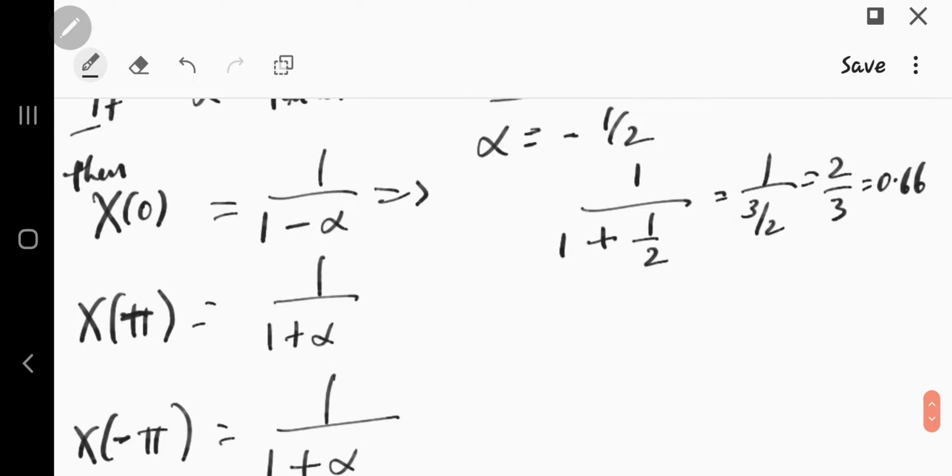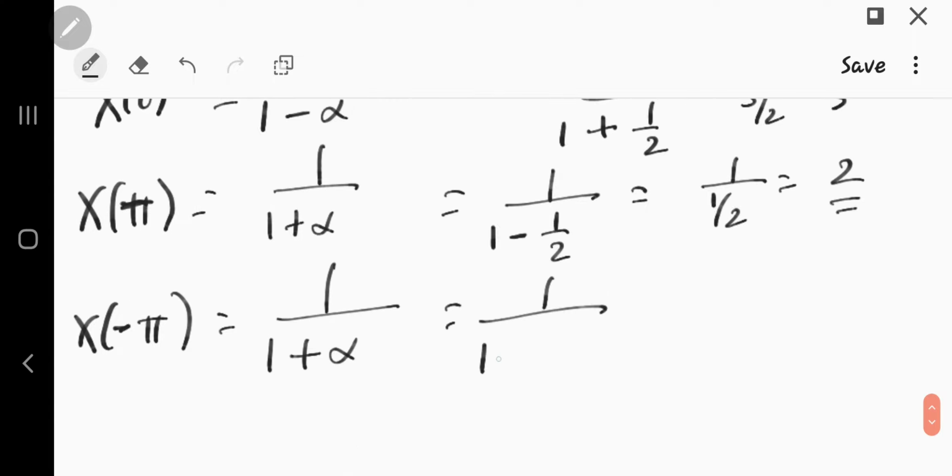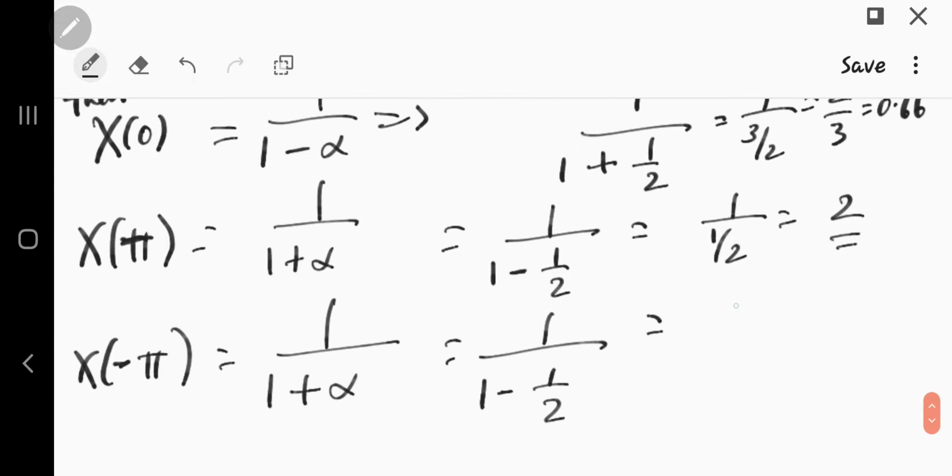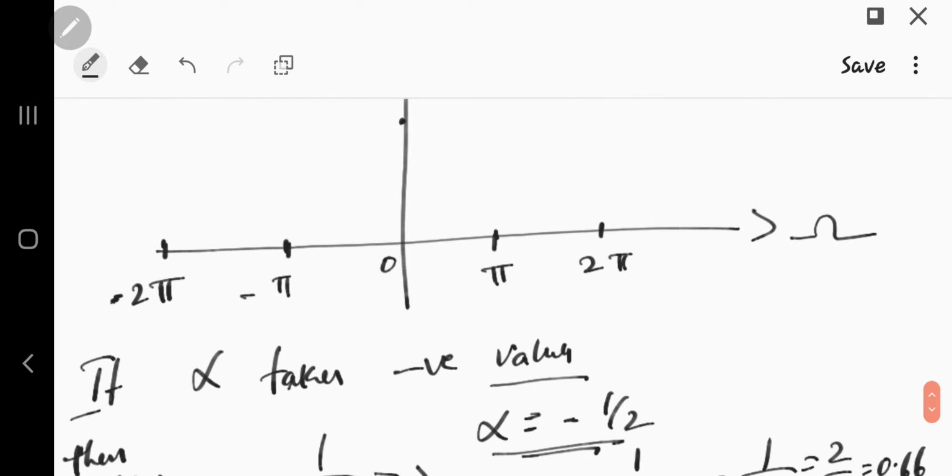You will get 0.66. For the next one, 1 divided by 1 minus 1 by 2, that is 1 divided by 1 by 2, which is 2. And here also 1 divided by 1 minus 1 by 2. Why? Because alpha is a negative value, I am applying the negative value here. So again you will get 2 here. That means at 0 the amplitude is 0.66, here it is 2, here it is 2, and here again it is 0.66. Now if you combine this, the spectrum will look like this.